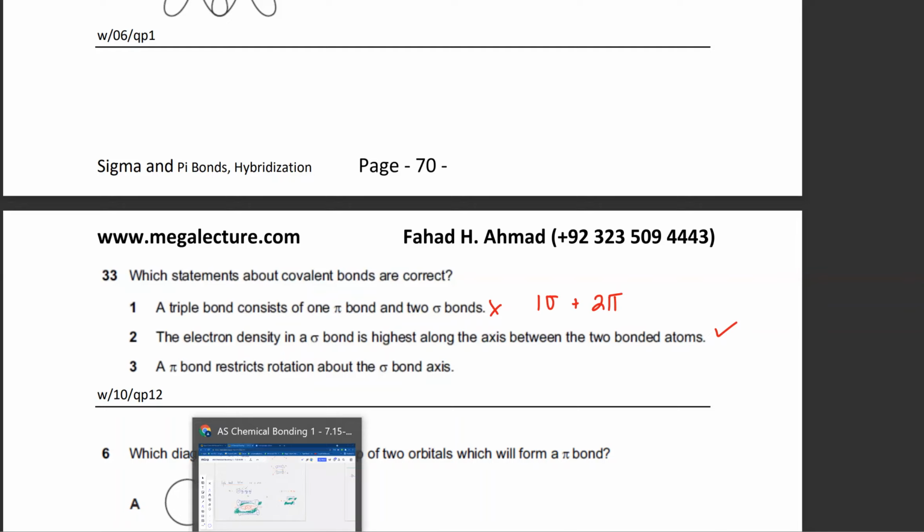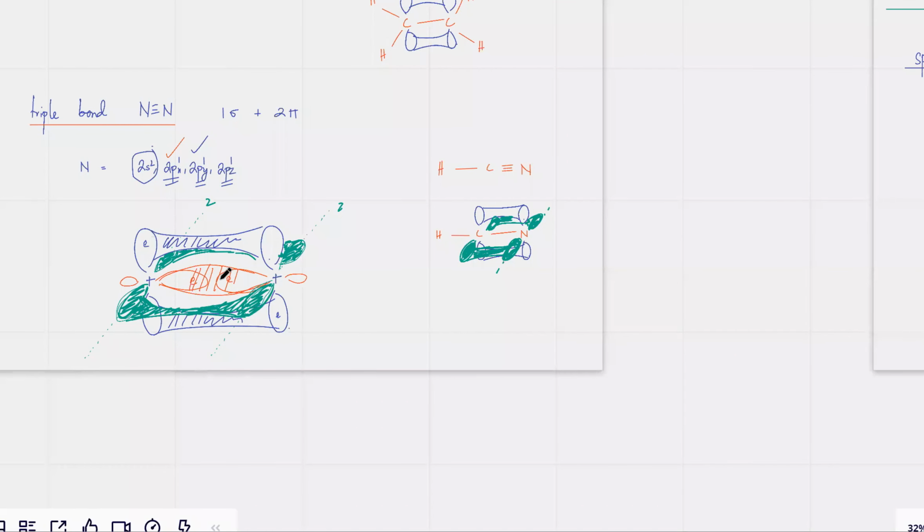Right in the middle of the 2 atoms. Like this is your sigma bond. So the electron density is right along the axis. The electrons can be found right in the middle. For pi bond, that's not true. Pi bond, the electron density lies above and below, not in the middle. Because when the pi bond is formed, the middle part is already occupied.